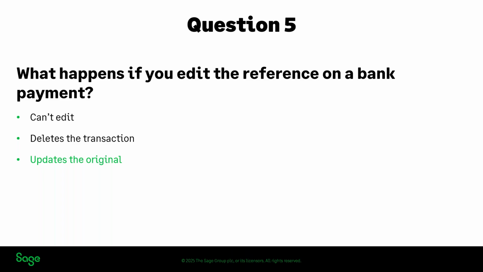So question 5, what happens if you edit the reference on a bank payment? Well, it simply updates the original transaction. So remember what I was just saying a moment ago, there's a difference between critical and what we term non-critical fields. Now, the reference is a text-based field, so it's classed as being a non-critical field, so you can make whatever changes you want to that one. So it just updates the original transaction when you save those changes.